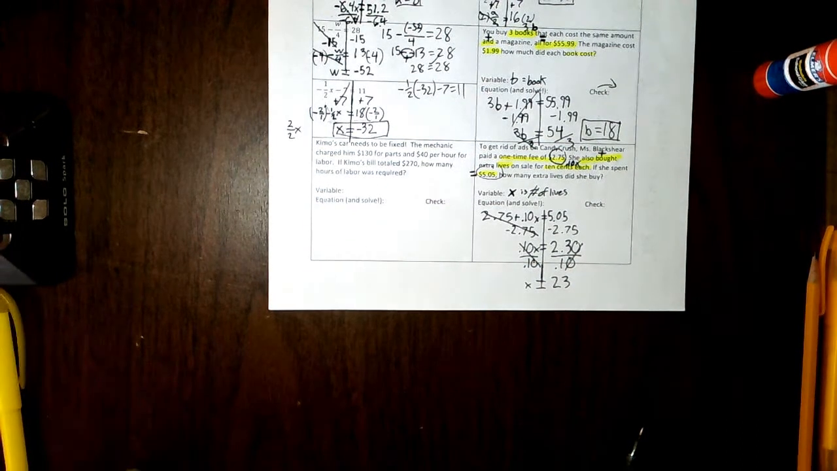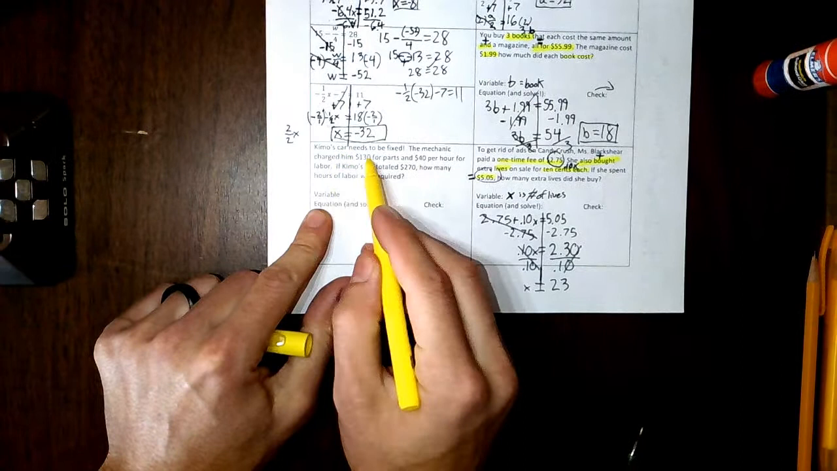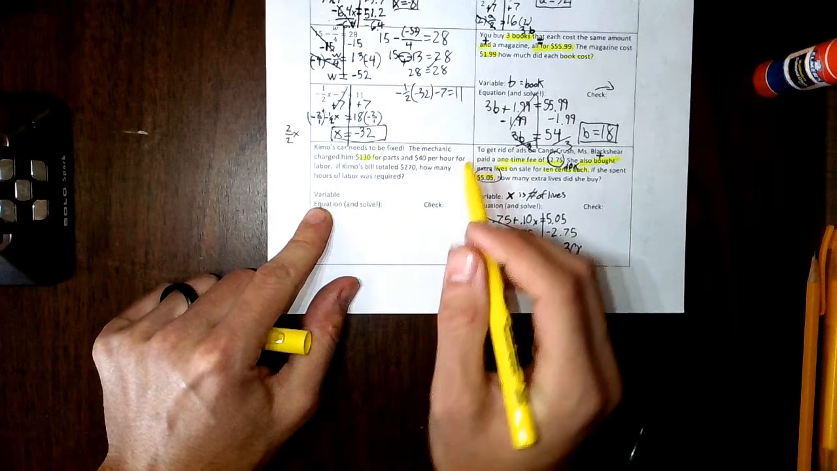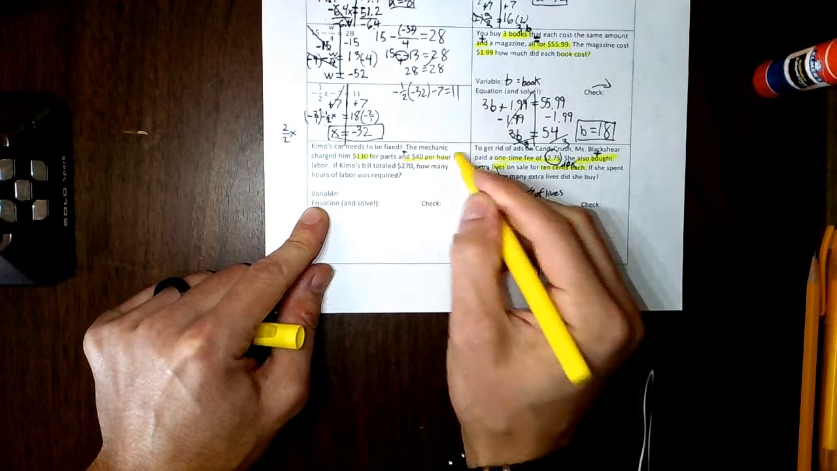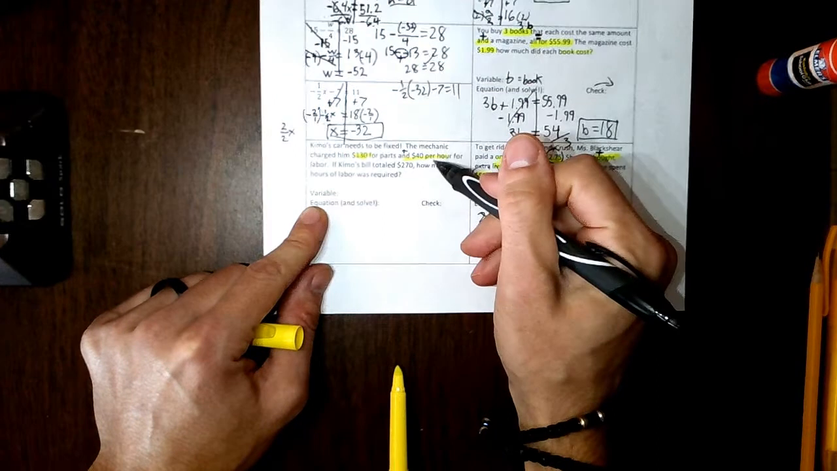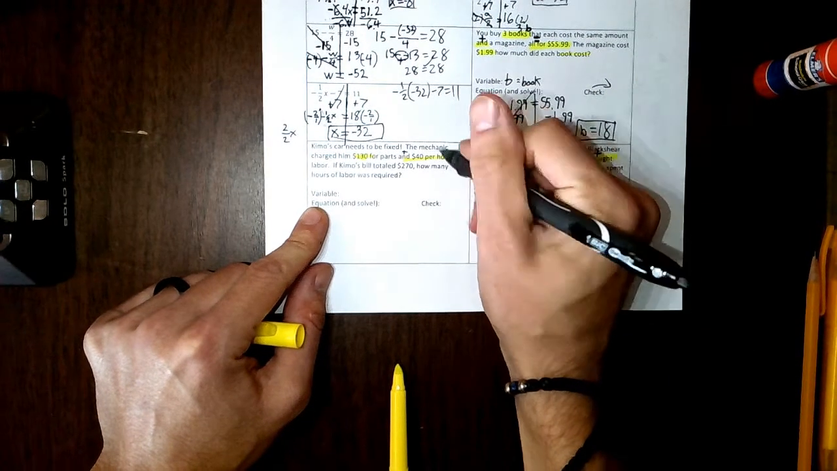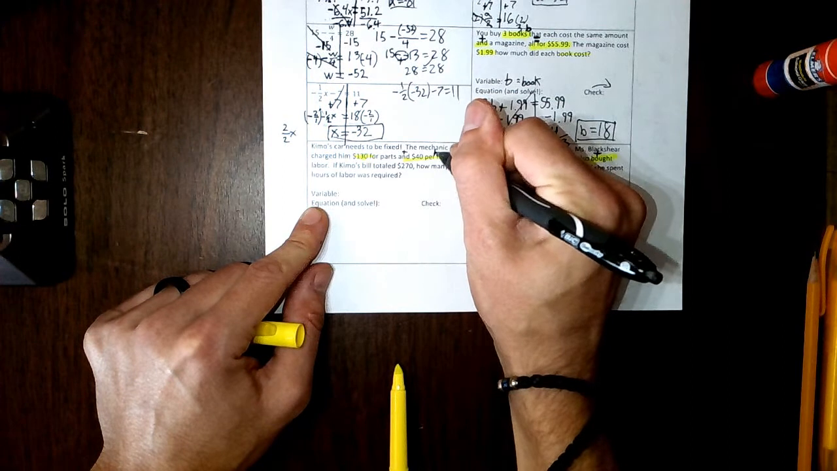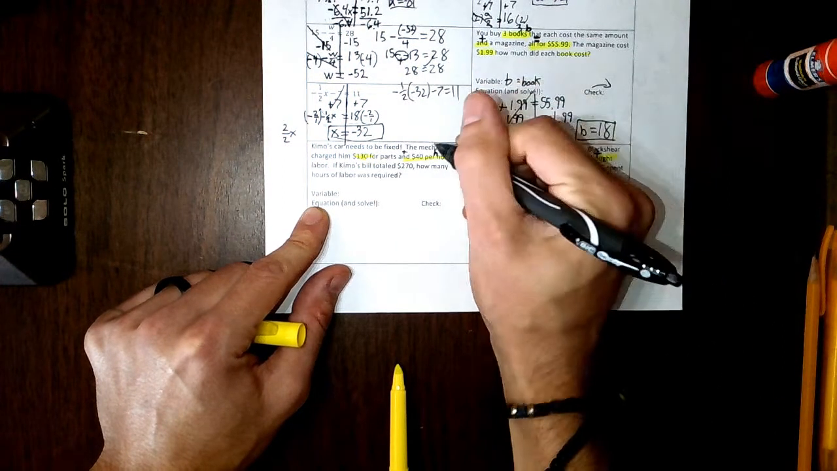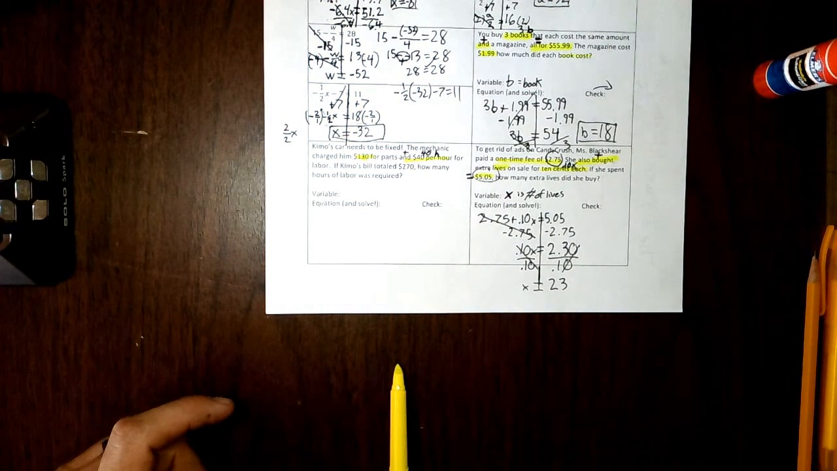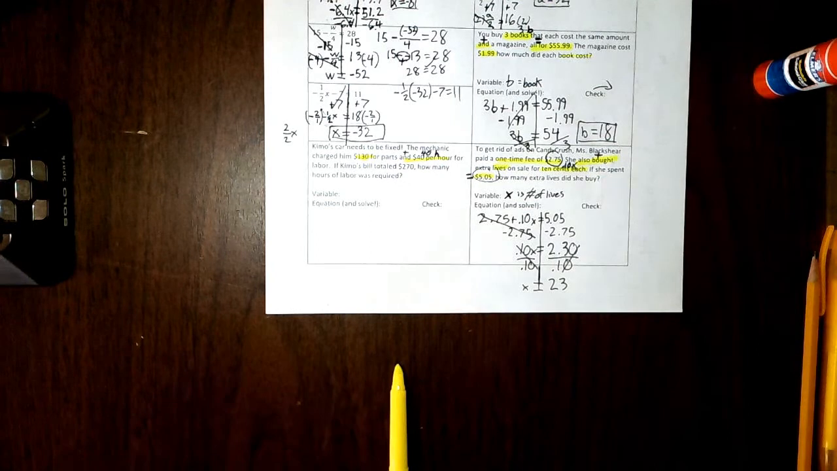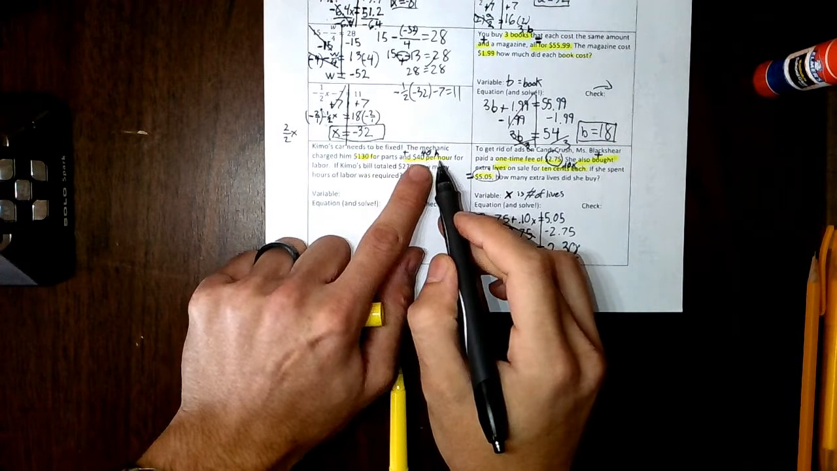All right. Coming through with my highlighter. The mechanic charged him $130 for parts, and that's plus, right? And $40 per hour. Anytime I see that word per, that's my hint that I'm dealing with a rate. It's how many hours, so H, it's 40 times H. I'm paying $40 per hour. If you take your car to the mechanic, you always want to know how long the job is going to take, because sometimes they charge like $70 an hour. So $40 per hour for labor.